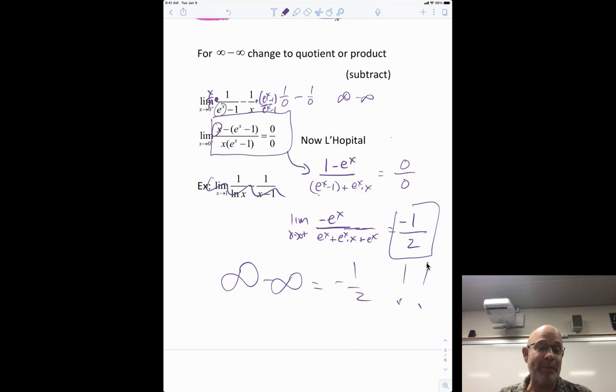Right. So those were good examples. You can kind of go over them again if you want. It just takes a little bit of practice. A lot of good algebra skills in this section for sure. But that's it for L'Hopital's rule.